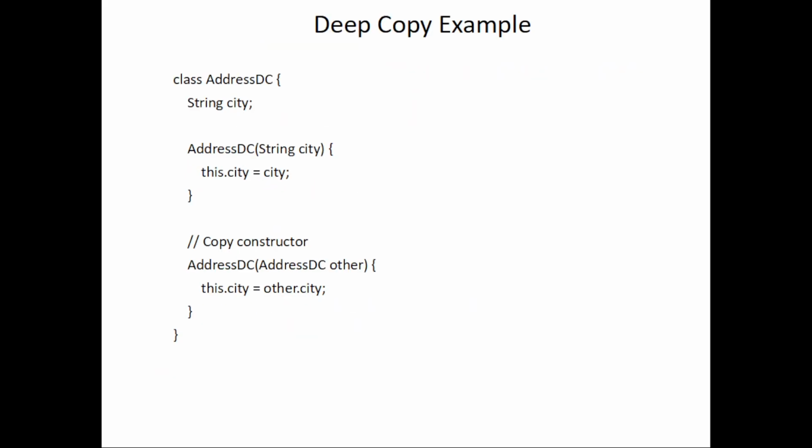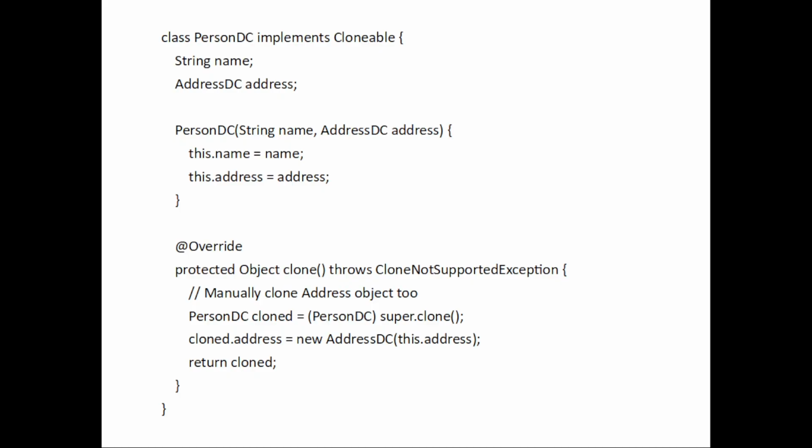Let's see a deep copy example. Here we have this class AddressDC, and we added a copy constructor to create a new address object with the same city, and a class PersonDC that implements the Cloneable interface. Here the super.clone method copies primitive and reference fields like a shallow copy, and then we replace the reference with a new AddressDC object, ensuring it's not shared.